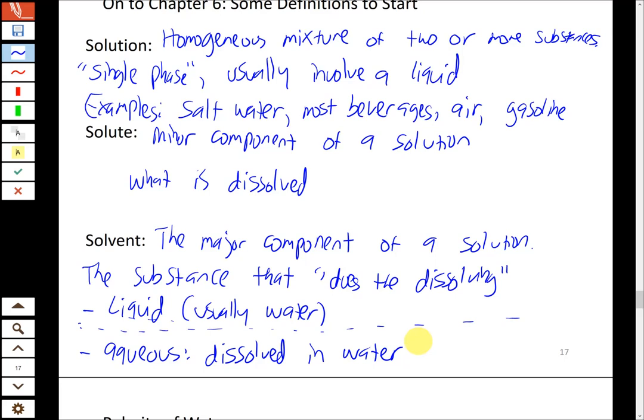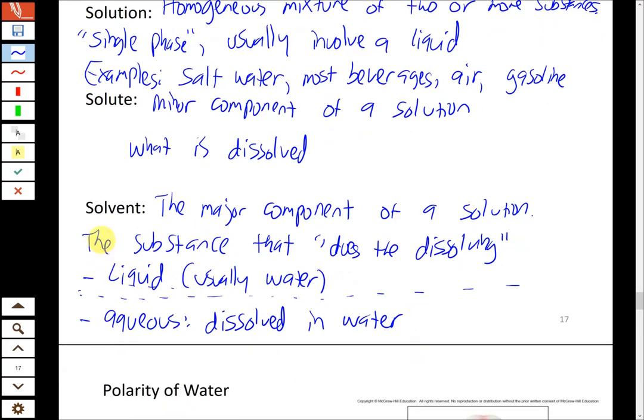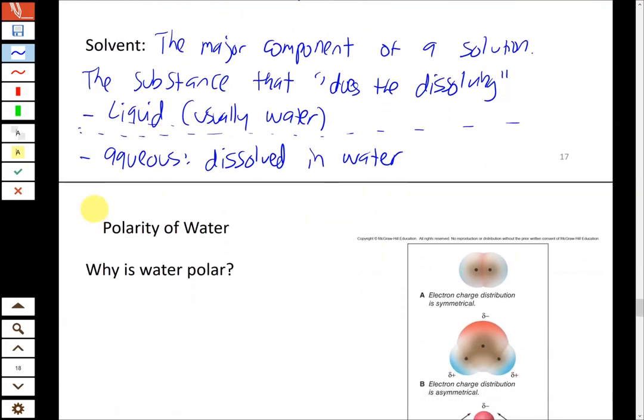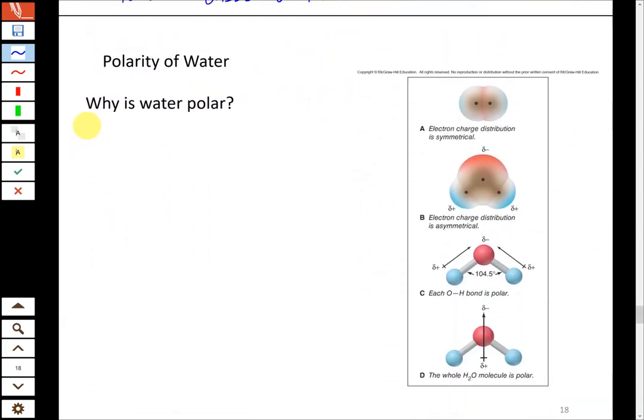Now to go back and review a little bit, why is water particularly good at dissolving things? The types of substances that it dissolves, especially in this chapter, are going to typically be ionic compounds or very polar covalent compounds like acids. So why is water able to dissolve them? Well, water itself is polar. So this is again a review of probably chapter 4 material.